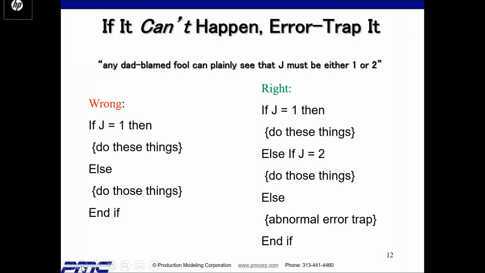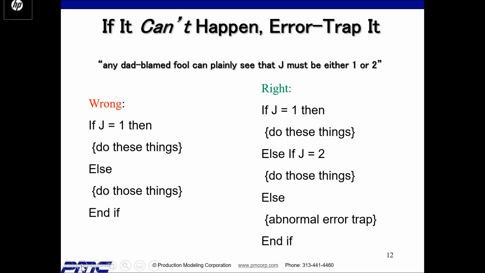And at a more detailed level, here is one of the common ways in terms of coding technique. This is pseudocode. There could be translated into almost any programming language or simulation software, local language. The minute you hear someone begin a sentence with, "Any dad blame fool can plainly see," have your doubts. The code on the left assumes that if it isn't 1, it's equal to 2.